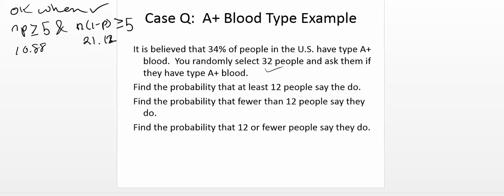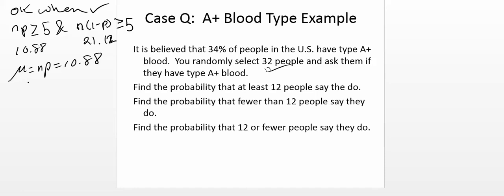We're going to be approximating this problem with the normal distribution with a mean of n times p. We just calculated that. That's equal to 10.88. So on average, one can expect out of 32 people asked, 10.88 will be able to correctly report that they have A positive blood.